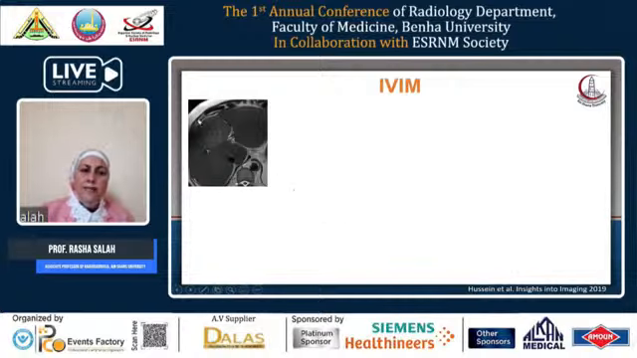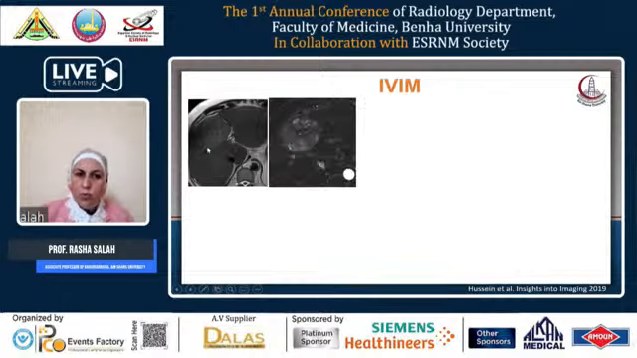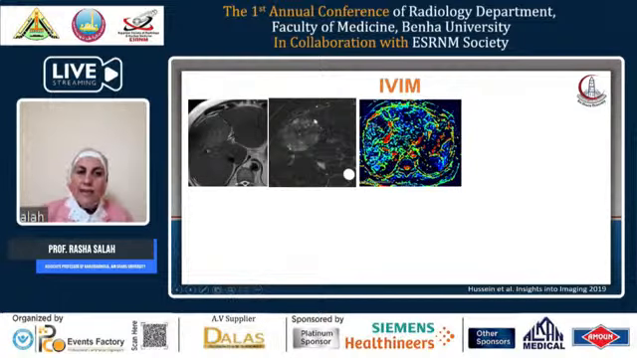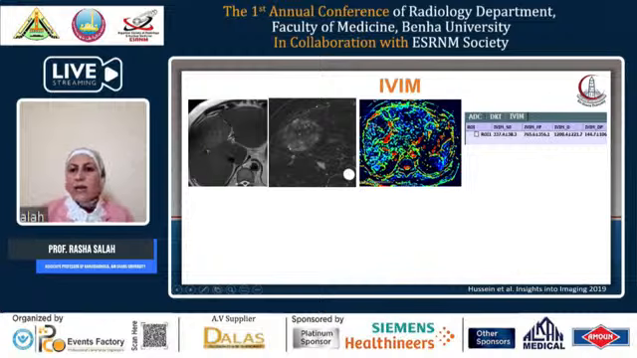injection. This is an example of a focal lesion located over here, and the lesion had the classic appearance of an HCC. This was the IVIM, and it shows that the lesion has a high vascularity depending on the FP value, which is a reflection of the microcirculation of this lesion, and also it has a moderate cellularity, which was a reflection of the D value proved by the IVIM.